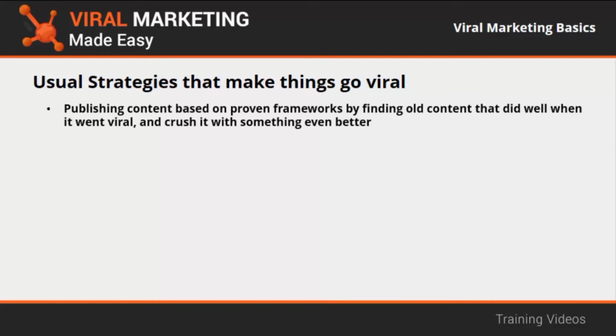Usual strategies that make things go viral. Publishing content based on proven frameworks by finding old content that did well when it went viral and crushing it with something even better. The key is to identify gaps in that content and fill those gaps with something that is relevant for the time of the planned release. Then start promoting like there's no tomorrow.